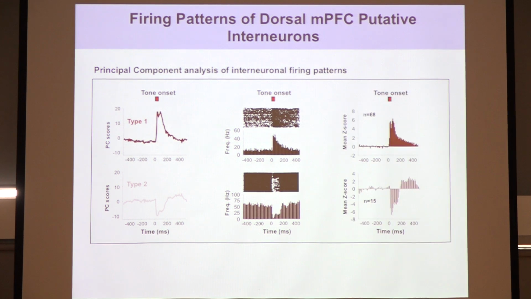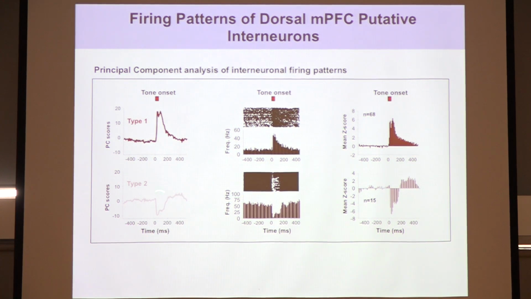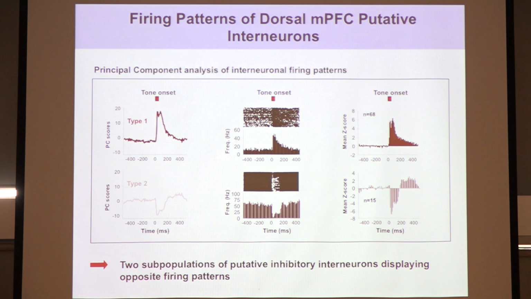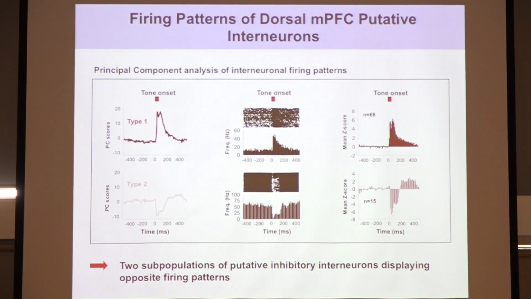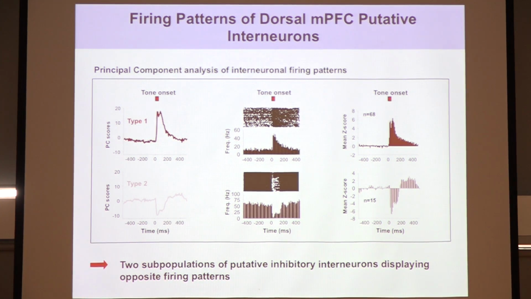And this is the population of neurons we recorded. So we got 68 putative type 1 interneurons, and 15 putative type 2 interneurons. As you can see on this graph, those two types of interneurons display antagonistic firing patterns. That's something I will come back to in a moment.